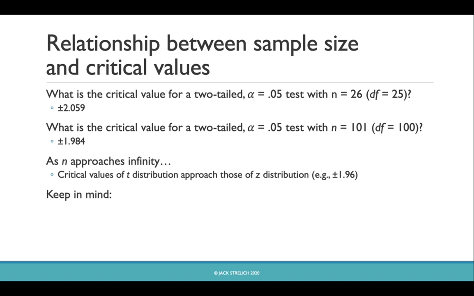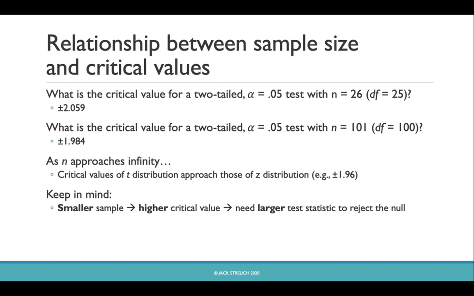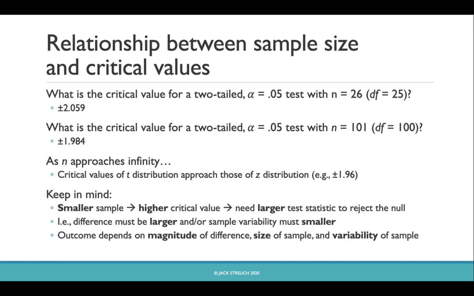Something to keep in mind here is that smaller samples are associated with higher critical values, which means that we need a larger test statistic to reject the null. In other words, either the difference between the sample mean and the hypothesized population mean must be larger, or the sample variability must be smaller, or both. Overall, the outcome of our hypothesis test depends on the magnitude of the difference, the size of the sample, and the variability of the sample.